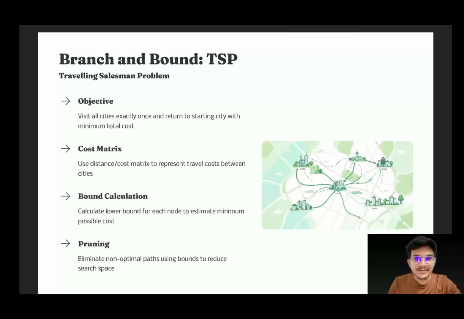So branch and bound TSP, traveling salesman problem. This is also one of the famous problems we can study. The traveling salesman problem is another important example. The goal is to visit all cities once and return to the starting city with minimum cost. We represent distance using a cost matrix. Branch and bound calculates a lower bound for each possible path. If a path cannot give a better solution, it's eliminated. This significantly reduces the number of paths we need to explore.